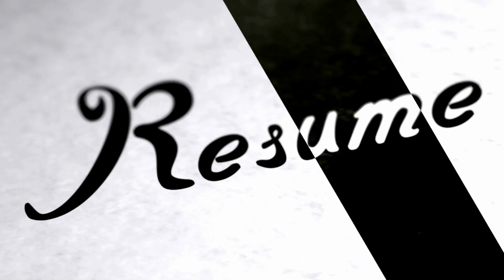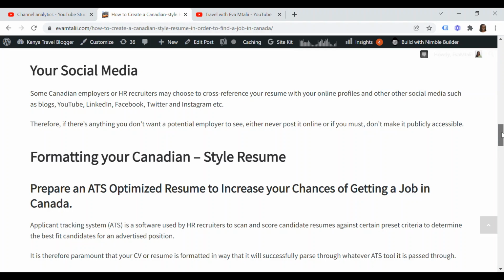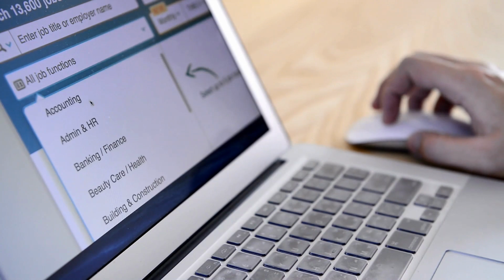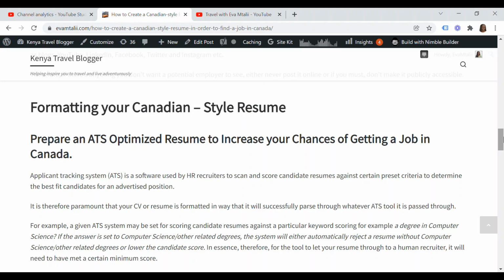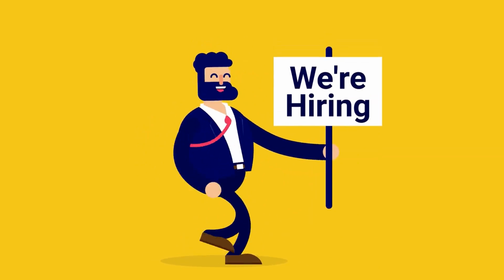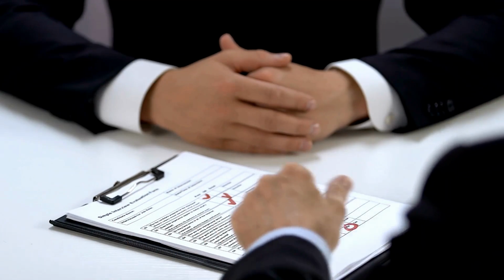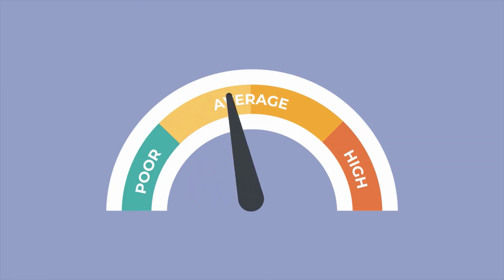Let's talk about the format of your Canadian style resume. The main thing you want to focus on as you prepare your Canadian style resume that will help you get a job is to prepare a resume that is ATS optimized. ATS is basically an applicant tracking system, and usually these are software or tools that are used by HR recruiters to scan and score candidate resumes against certain preset criteria to determine best fit candidates for an advertised position.